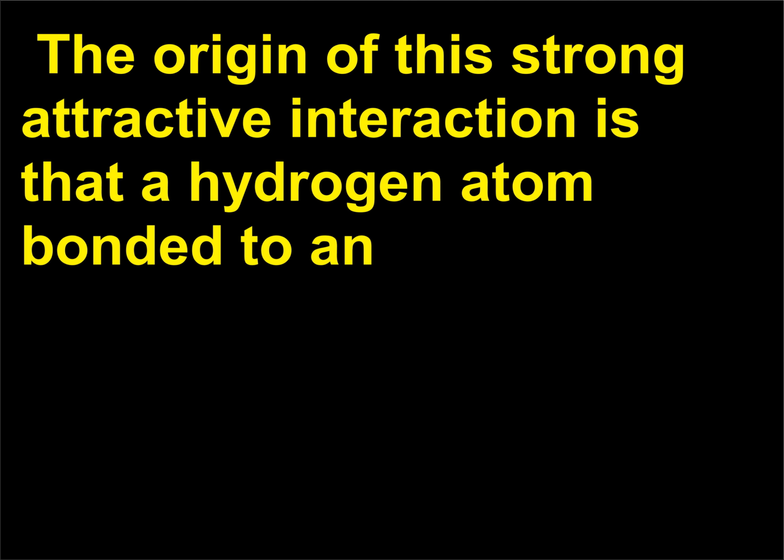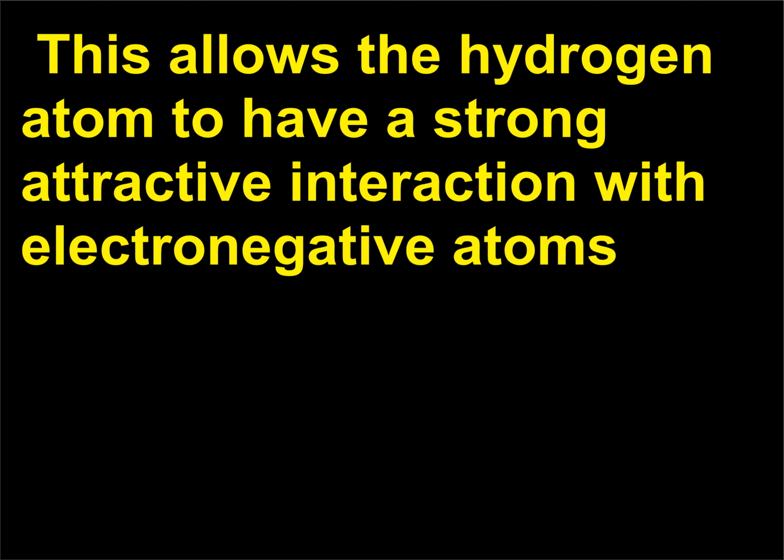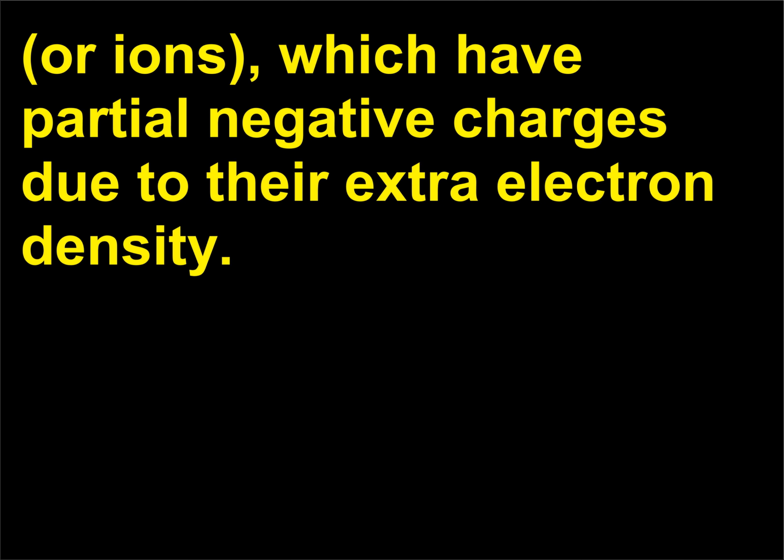The origin of this strong attractive interaction is that a hydrogen atom bonded to an electronegative atom has a partial positive charge due to its lack of electron density. This allows the hydrogen atom to have a strong attractive interaction with electronegative atoms, or ions, which have partial negative charges due to their extra electron density.